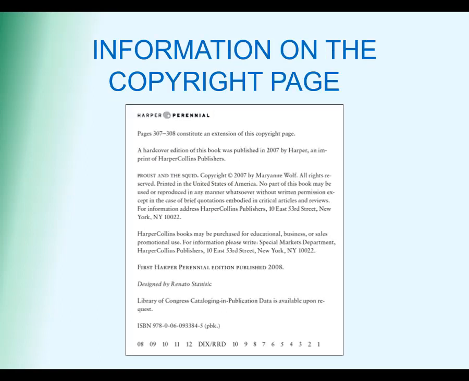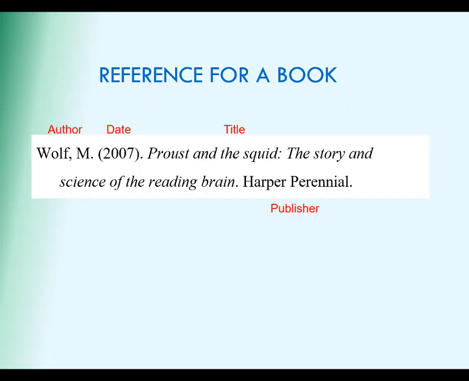To find out when it was published, we look on the back of the title page for the copyright date. With this information, we can put together a reference for a book, starting with the author's last name and initials, then the copyright year, the title and subtitle in italics, and the publishing company, which completes our book citation.